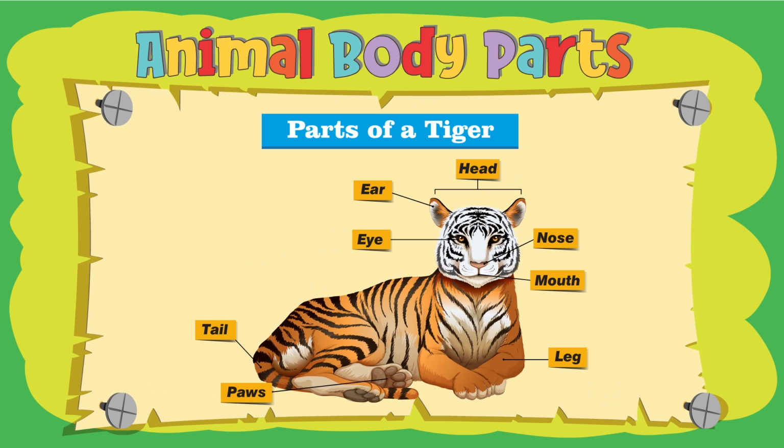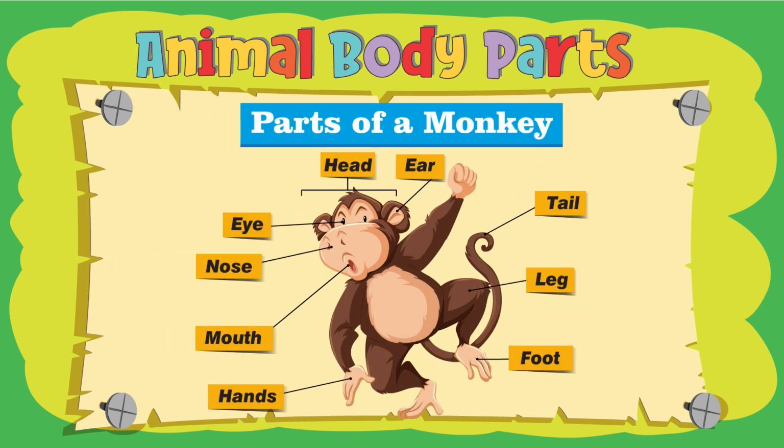Parts of a tiger. A tiger has a head, ears, eyes, a nose, a mouth, legs, paws, and a tail. Parts of a monkey. A monkey has a head, ears, eyes, a nose, a mouth, hands, legs, feet, and a tail.